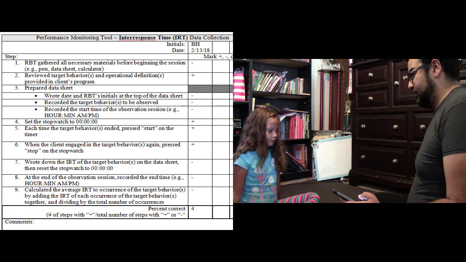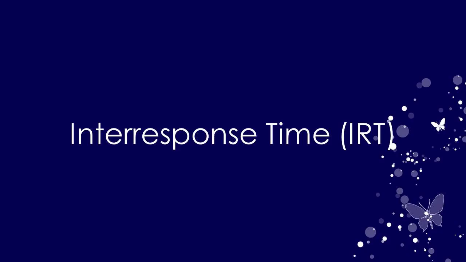As you can see here, Ernesto received a 44% on his procedural integrity because he did not collect data on a data sheet. As his supervisor, it is my responsibility to help remind Ernesto the importance of data collection on the data sheet so I can make data-driven decisions that benefit the client. I will work hard to retrain so Ernesto can get 100% next time. We've got this. Teamwork. That's all we have for the inter-response time data collection section.